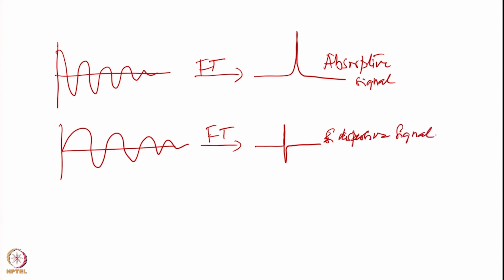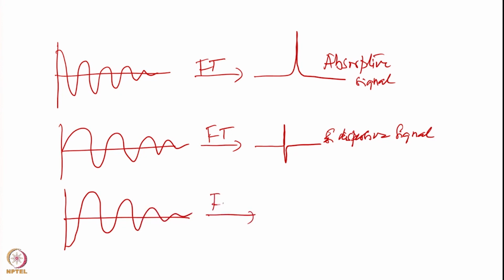Okay, so correspondingly you can also have the negative signs of these ones. In other words, if I collect an FID which starts from the minus value, then I will get a signal which has a negative sign. Okay, so this is absorptive negative.